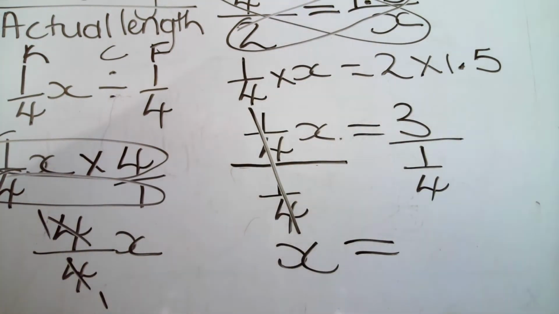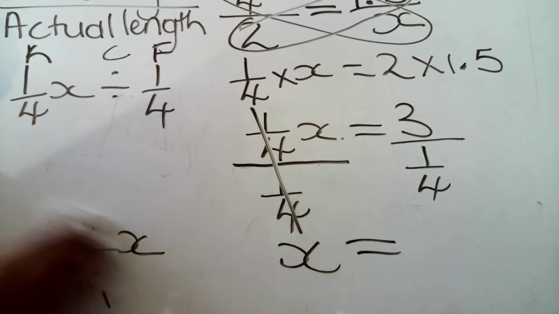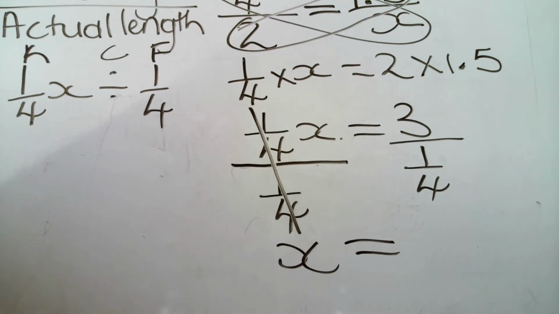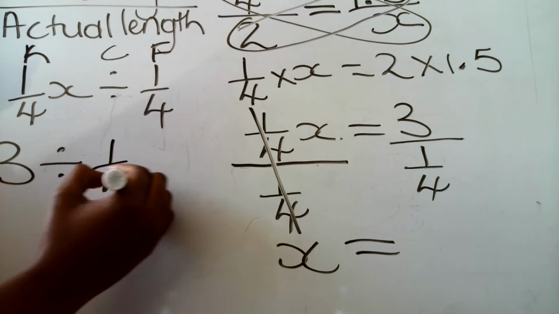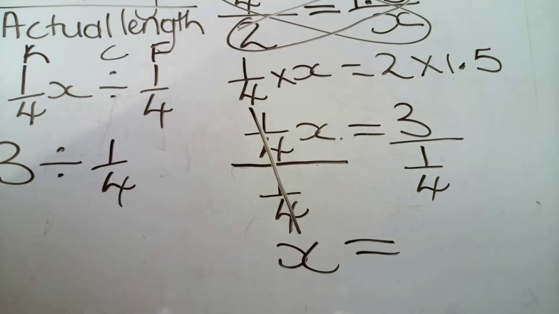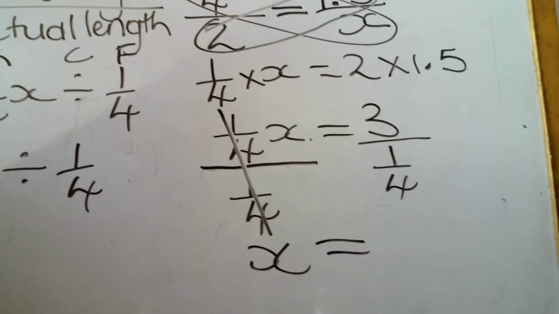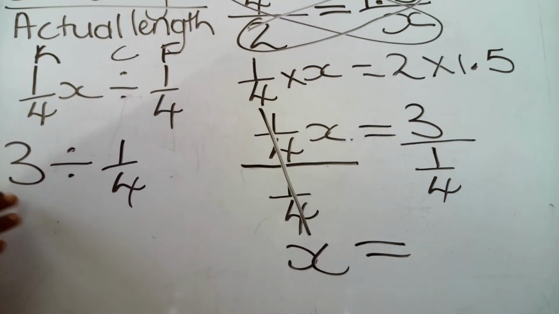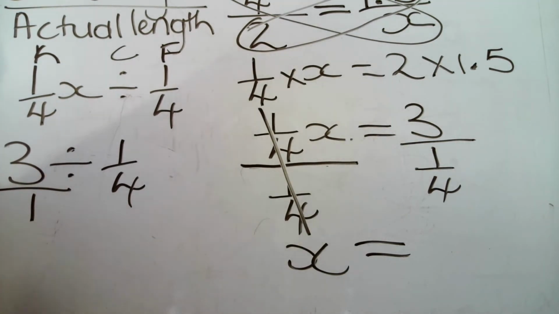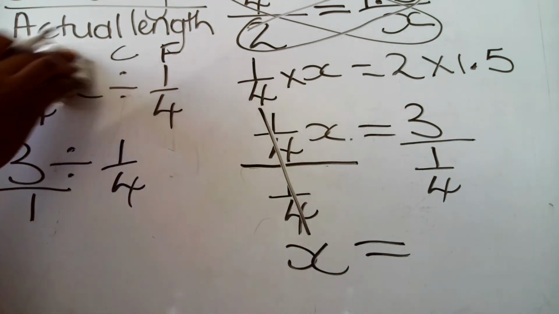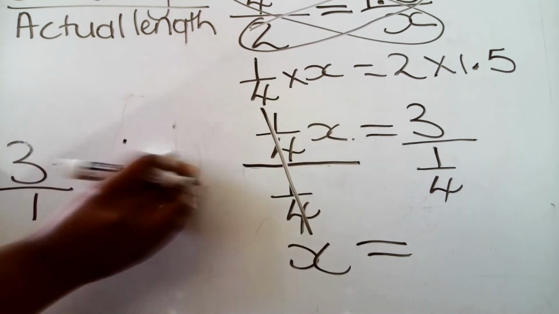It's going to be 3 divided by 1/4. So we're going to do 3 divided by 1/4. That's the other side of the equation. It's best to be working with all fractions, so we can change that 3 to a fraction by just putting a 1 under it. To change any whole number to a fraction, we put a 1 under that whole number. And remember, we keep, change, and flip.